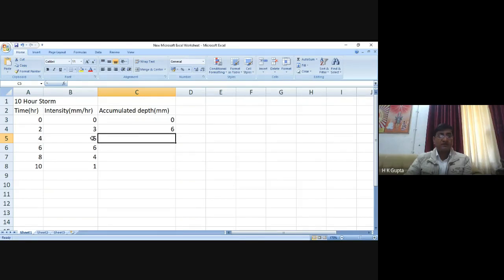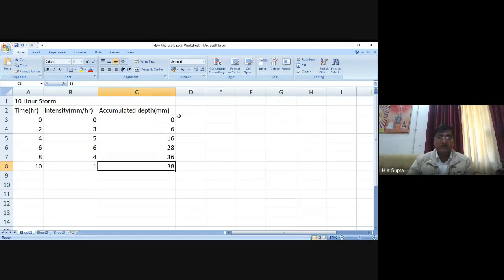Up to the end of this fourth hour, so this much of intensity is there. So in these 2 hours, 5 into 2. It will be better if I write here first 1, 2, 3, you will understand very easily. So this is 6 mm over here and this is 10, so this will be 16, and then this will be 28 mm, and this will be 36, and this is 2, so this will be 38. So up to the end of this 10 hour storm, this much of rainfall will have occurred.